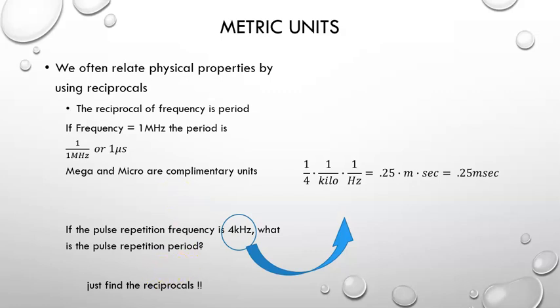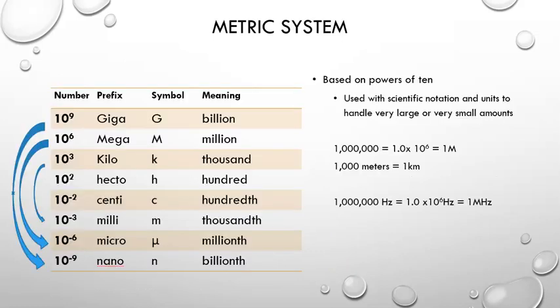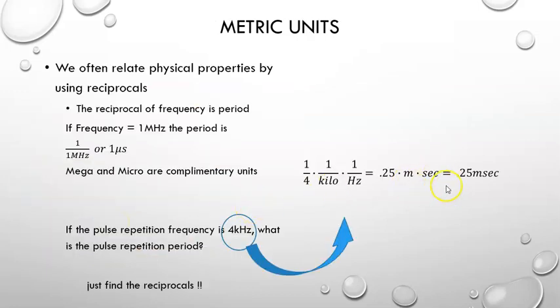If the pulse repetition frequency is 4 kilohertz, what is the pulse repetition period? So we just write it out. 1 over 4, take the reciprocal, 1 over kilo, reciprocal, 1 over hertz. We're going to take the reciprocal of each of these. Reciprocal of 1 over 4 is 0.25. Reciprocal of 1 over kilo, if we go back to our chart, is milli. So we put milli in. The reciprocal of seconds, or hertz, is seconds. So we have 0.25 milliseconds. Pretty straightforward.